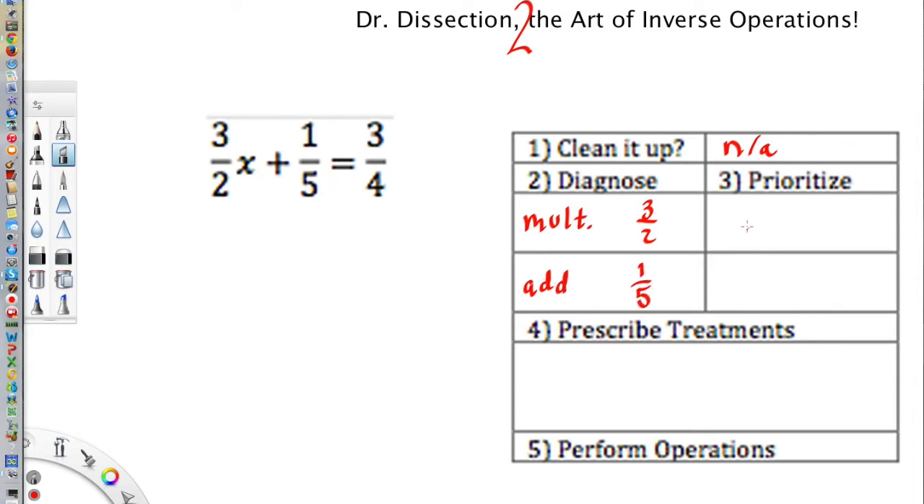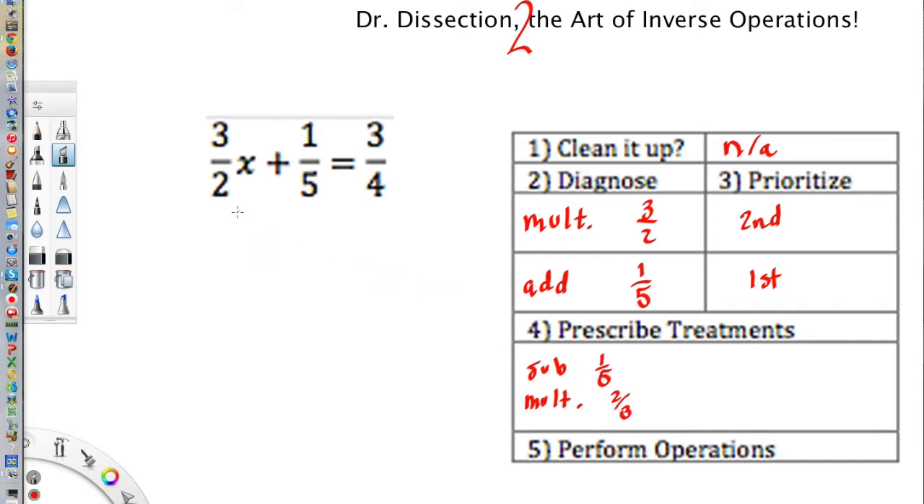And according to our permutation list, we need to always take care of whatever's being added or subtracted on the variable side first. So we'll have to deal with this injury first, and our second injury will be the multiplication fracture that we have. Okay, our prescribed treatments, how do we get rid of adding 1/5? We have to subtract 1/5. And how do we get rid of multiplying by 3 halves? And remember, we just want to change it to 1. We don't want it to be 0. We just want to change this to a factor of 1. So we would just multiply it by its reciprocal. And the reciprocal of 3 halves is 2/3. So we multiply it by 2/3.